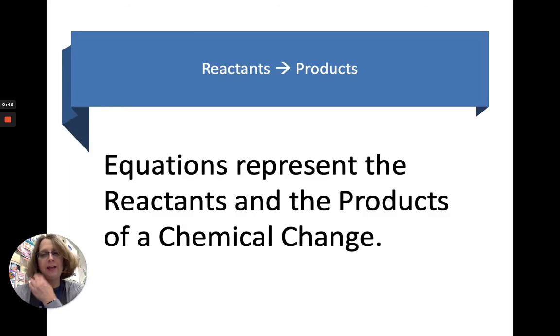So we use equations to represent chemical reactions. And as we learned in previous units, the reactants go on the left side of the arrow, and they are the starting ingredients, just like the starting ingredients you might have to make a cake. And then the arrow is the actual chemical change, the combining and the rearranging. And then the products are the final product. Like the eggs and the sugar and the flour that you used were the reactants, and the cake would be your product. Equations represent the reactants and products of a chemical change.